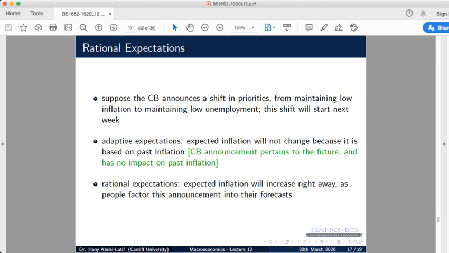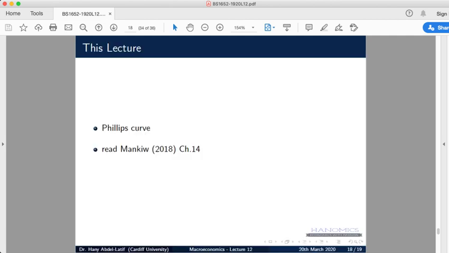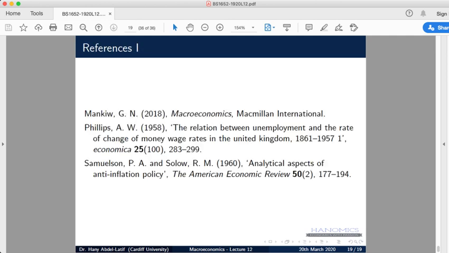So that's everything I wanted to cover in this lecture. Obviously, we explained more about the Phillips curve today. If you want to read, the reading for this chapter is from the Mankiw textbook, chapter 14. From next lecture, we'll start talking about economic growth. I'm going to look quickly at the questions.